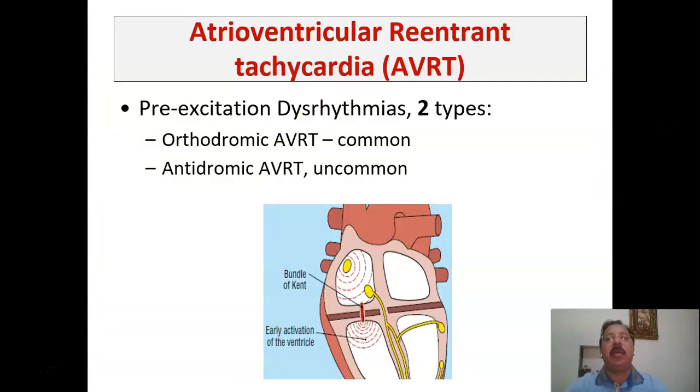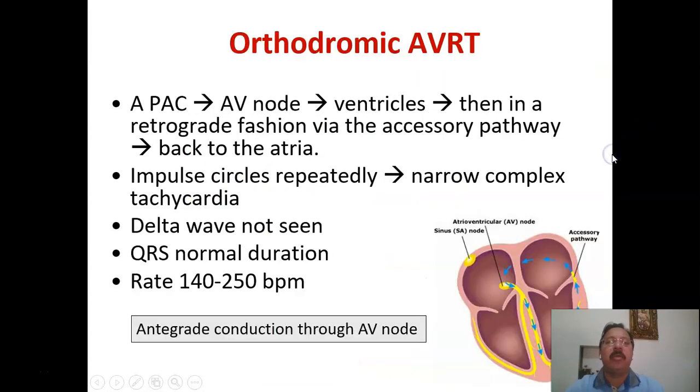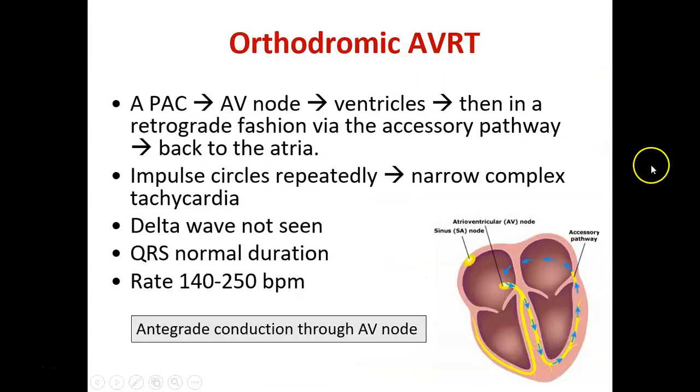Again, one more mechanism of narrow complex supraventricular tachycardia is atrioventricular reentrant tachycardia. So pre-excitation dysrhythmias can be produced by two mechanisms, or of two types: orthodromic atrioventricular reentrant tachycardia, which is a bit common, and there is antidromic atrioventricular reentrant tachycardia, slightly uncommon. And let's review the mechanisms.